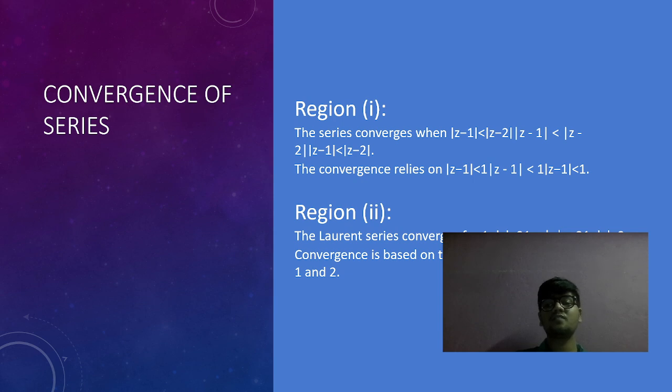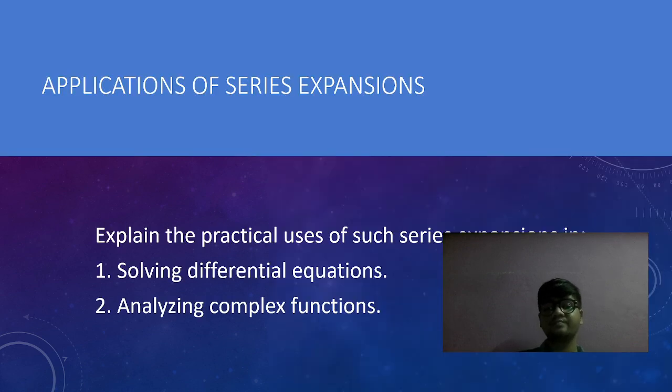Convergence of series. Region 1: the series converges when |z-1| < |z-2|, that is, |z-1| < 1. Region 2: the Laurent series converges for 1 < |z| < 2. Convergence is based on the relative magnitude of |z| to 1 and 2.